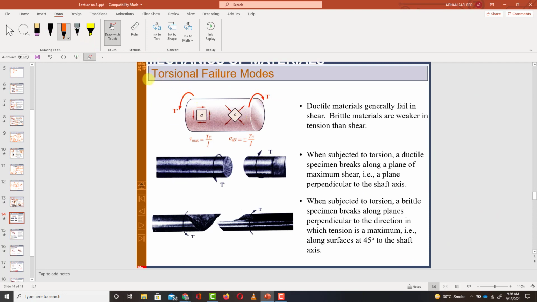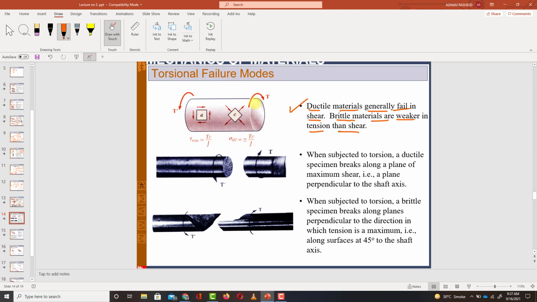Okay, torsion failure mode. So whenever a shaft is ductile, clear? Ductile material generally fails in shear because it is weaker in shear force and stronger against the tensile force, while brittle materials are weaker in tensile than shear. So brittle material has higher strength in shear than in tensile. Clear? While ductile materials are usually weaker in shear and stronger in tensile.